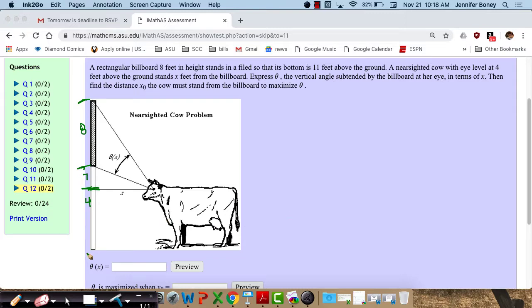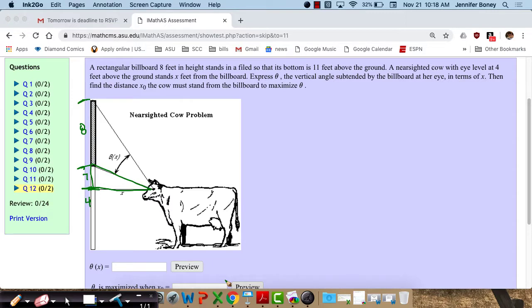As I said, not really to scale, but we've got triangles. And again, we've got two interlaced triangles, but they're not similar triangles. They share some pieces here. This X can be a part of two different right triangles, one that goes across from the cow's eyesight and forms this little triangle here to the bottom of the billboard, and one that goes to the top of the billboard. And theta then would be the difference in the two angles at the cow's eye.